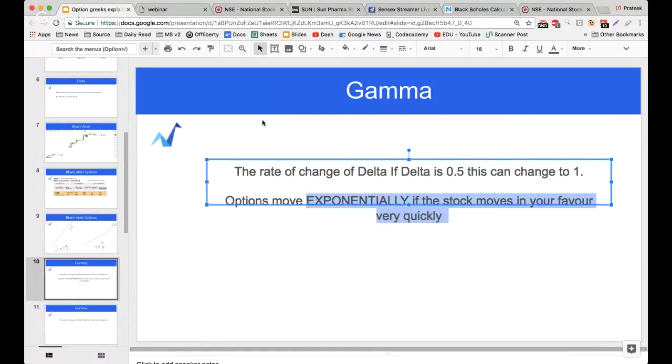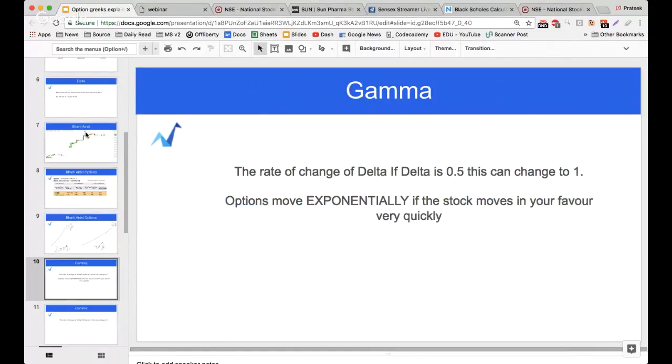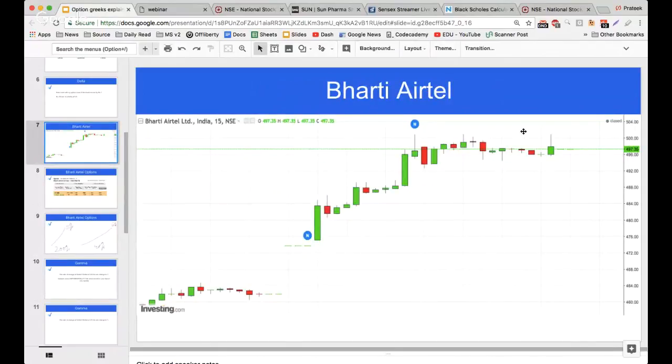So one beautiful example of this is Bharti Airtel. In Bharti Airtel, the market moved up 4% in a matter of a few hours. ये एक दिन का chart है. Market यहाँ खोली, यहाँ बंद हुई. Amazing. And because of that, the options have moved up to 32%.